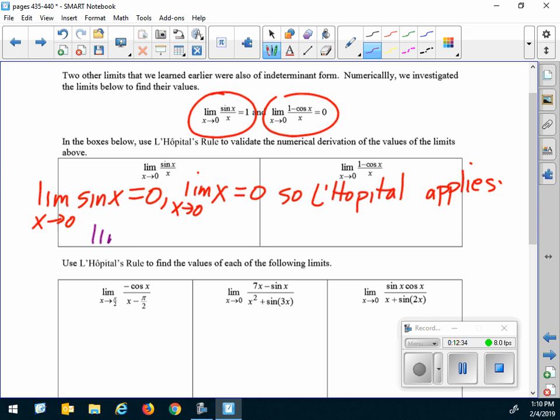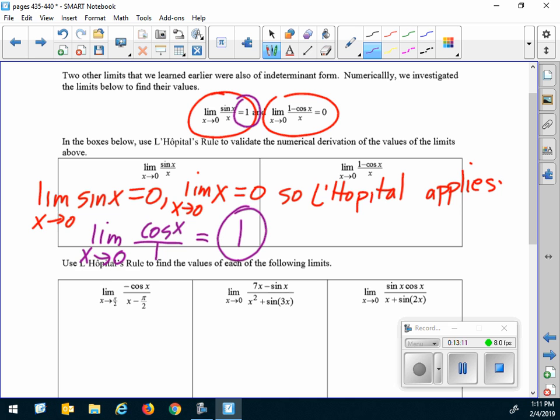Now you're going to write the limit as x approaches 0. We're actually going to apply L'Hopital's rule, which means we take the derivative of the numerator, and then the derivative of the denominator. What is the derivative of the numerator? What's the derivative of the denominator? Do direct substitution. What's the cosine of 0? 1 divided by 1. And that, ladies and gentlemen, is L'Hopital's rule.